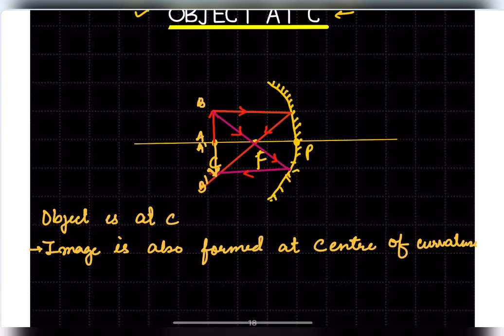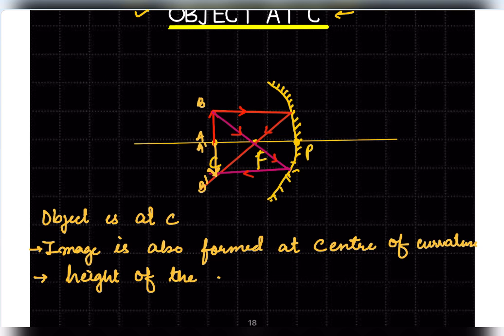Next point. What is the next point? Next point is size of the image. This size and this size are equal, though. So I can write down the height of the image is equal to height of the object. Okay, these two things are equal.